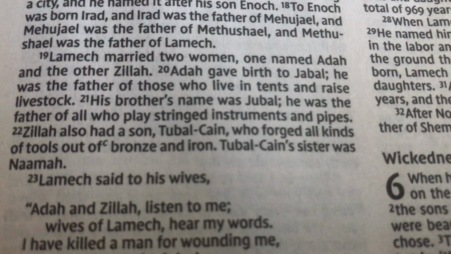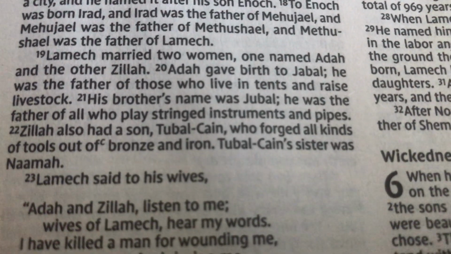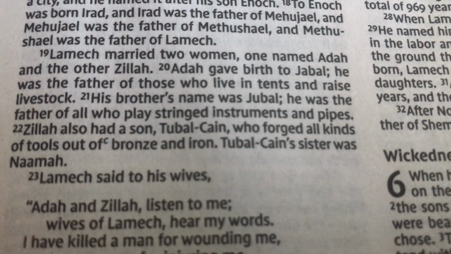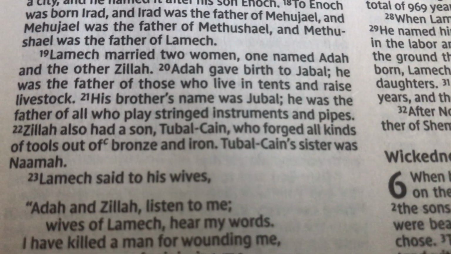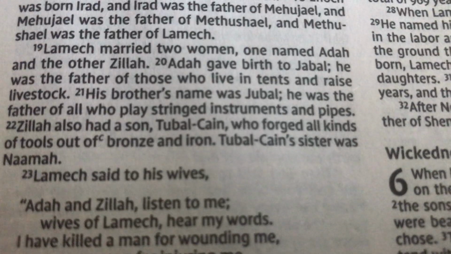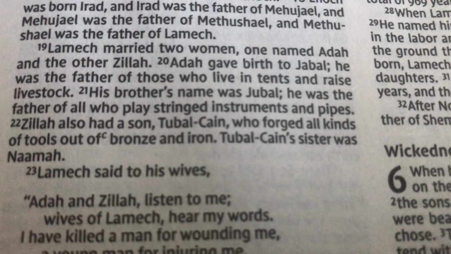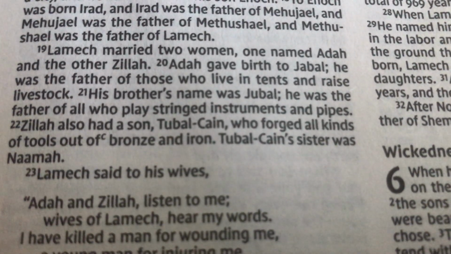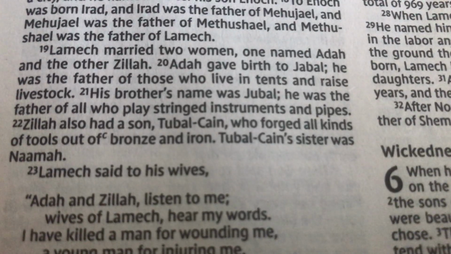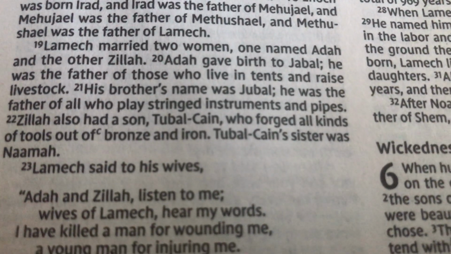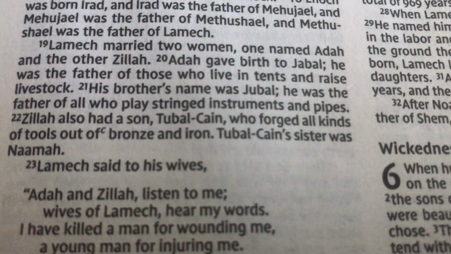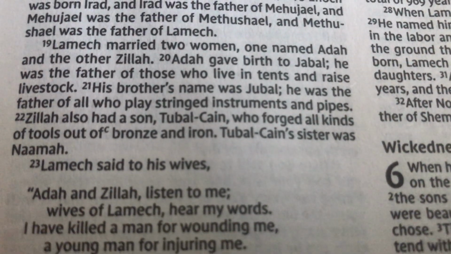His brother's name was Jubal. He was the father of all who played stringed instruments and pipes. Zillah also had a son, Tubal-Cain, who forged all kinds of tools out of bronze and iron. Tubal-Cain's sister was Naamah.